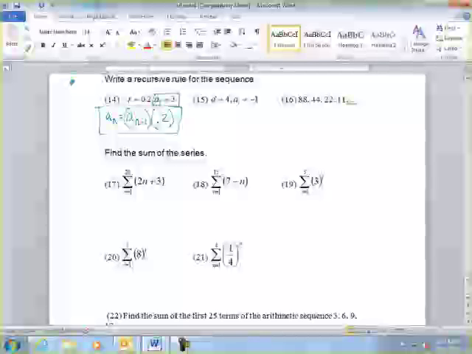So number 15, again, our first term has to be part of our answer. And what type of a sequence is this? An arithmetic. So from here we would say a sub n is last answer, and then what do we do in an arithmetic? Add 4. Add the common difference. So the sequence starts at -1, and then from there we just keep on adding 4.